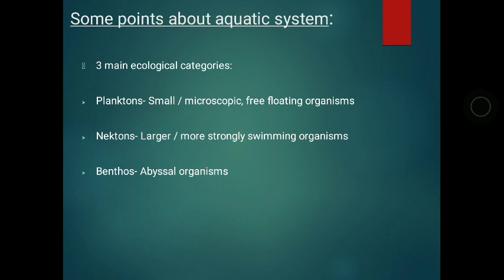Next, coming to the topic of aquatic systems. Till now we had only seen the terrestrial ecosystem. We'll come to the aquatic system. There are three main ecological categories: first one is plankton, next one is nekton, third one is benthos. Plankton are very small free-floating organisms in the aquatic ecosystem. Nekton are slightly larger, and we can see them with the naked eye. Benthos are the abyssal organisms, right?